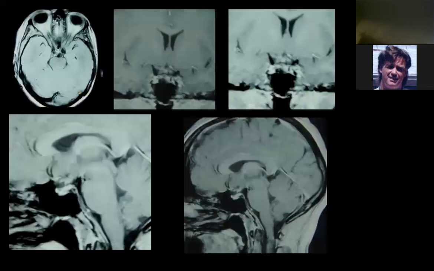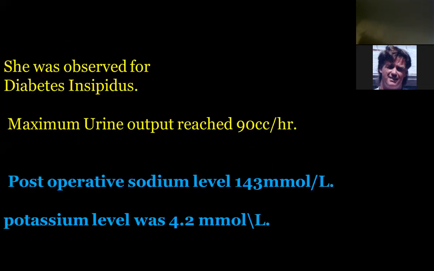And this is the immediate post-operative MRI. Total excision. And this is the comparison. Pre, that's the cyst. Post, there's no cyst. She was observed, of course, for diabetes insipidus, the usual post-operative.